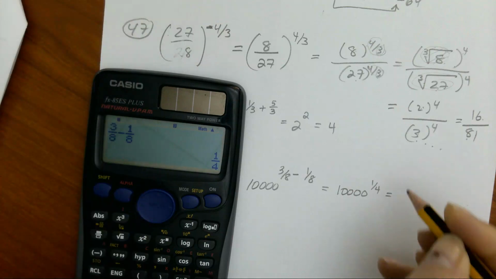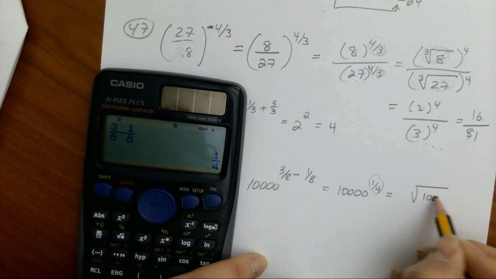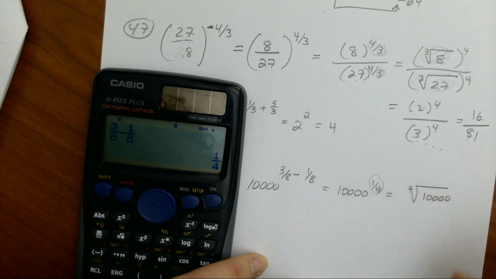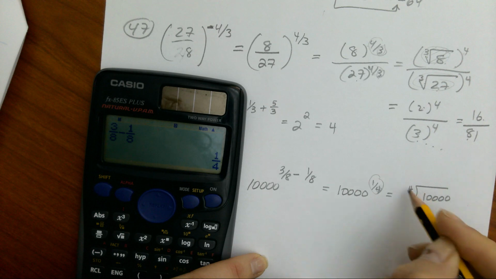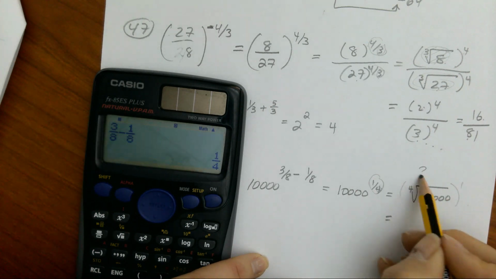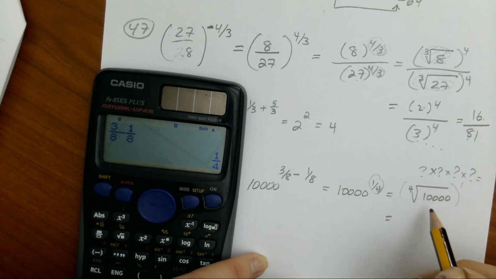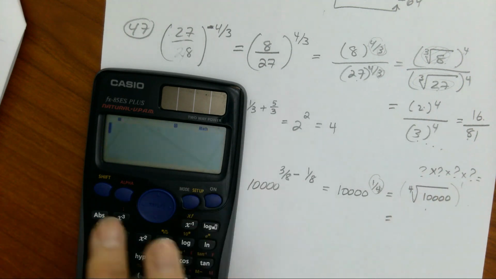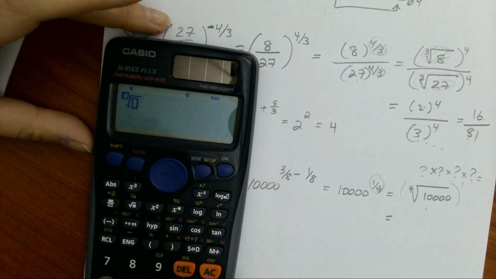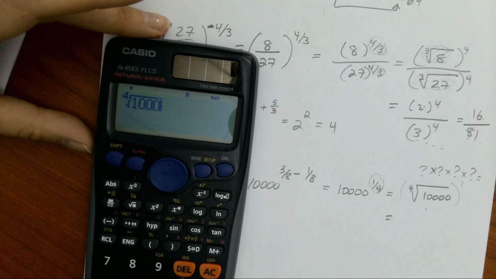So that's really, now because this is a fractional exponent, I need to use a radical sign, and whatever is down in the bottom goes here. And if there's just a 1 up there, you don't need to put a power of 1 because that doesn't change anything. So it means what times what times what times what equals 10,000. So I don't know what that is. I mean, I kind of do, but I'm pretending I don't. So the 4th root of 10,000. 10.